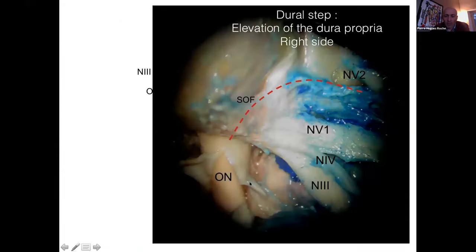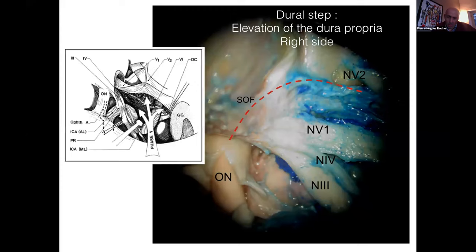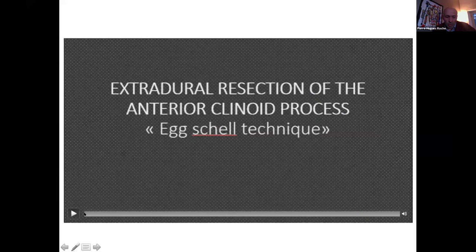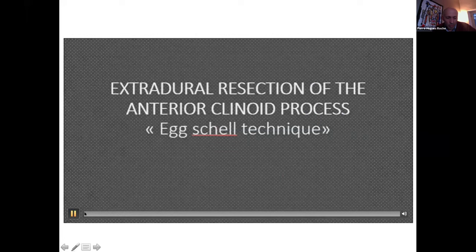And once it has been done, you cut the dura at the level of the superior orbital fissure, and you will elevate the dura propria to enter inside the cavernous sinus if you need to do it. Once again, in case of meningioma, I'm very reluctant to remove inside because there is no need to do that. But if you want to do that, for example, for macroadenomas or for chondrosarcomas, these are the corridors as shown by Timothée previously.